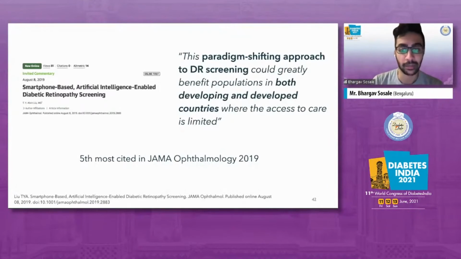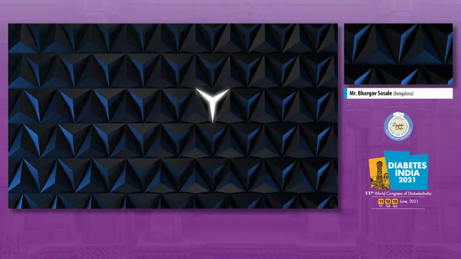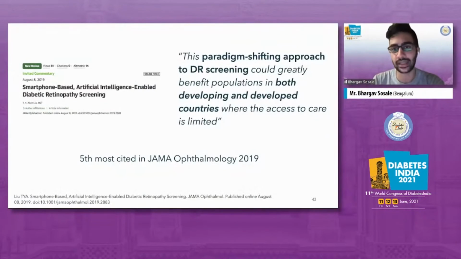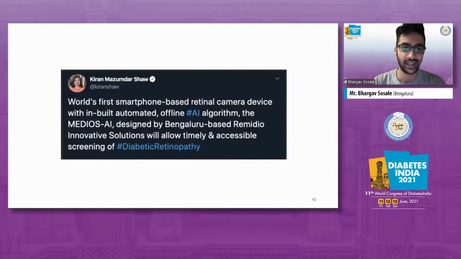This was also published in JAMA Ophthalmology in 2019, and it was the 5th most cited paper in JAMA Ophthalmology in 2019. It also had an invited commentary from Johns Hopkins, where Dr. Alvin Liu, who's an ophthalmologist at Johns Hopkins, said that it was a paradigm-shifting approach to DR screening, and it could greatly benefit both developing and developed countries where access to care is limited. Interestingly, Kiran Majumdar-Shaw also took an interest in this device, and she also tweeted about it.